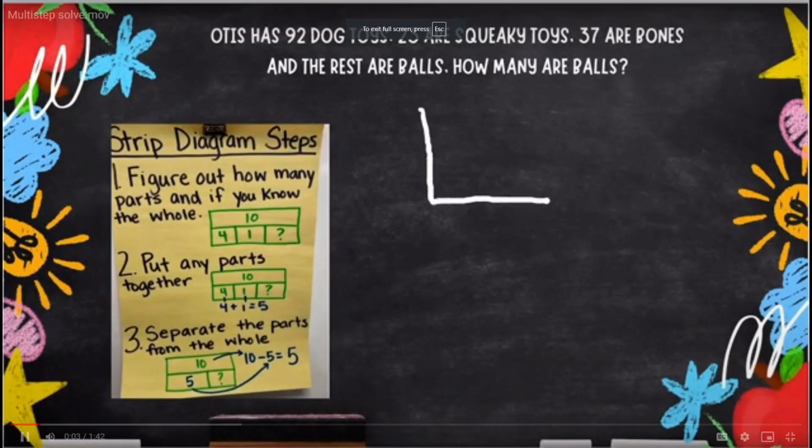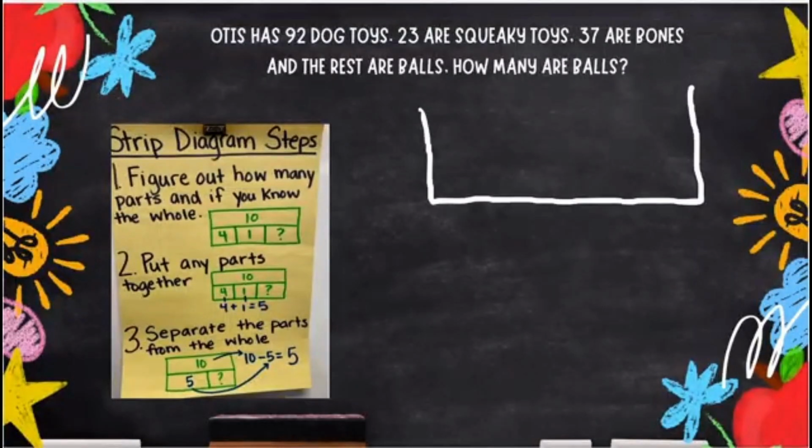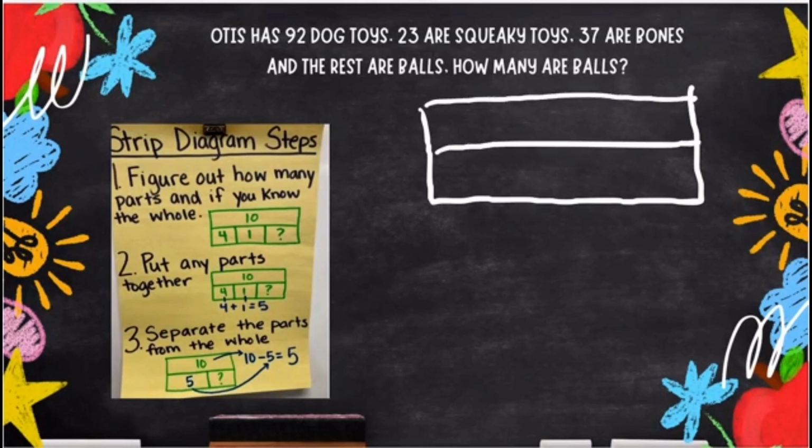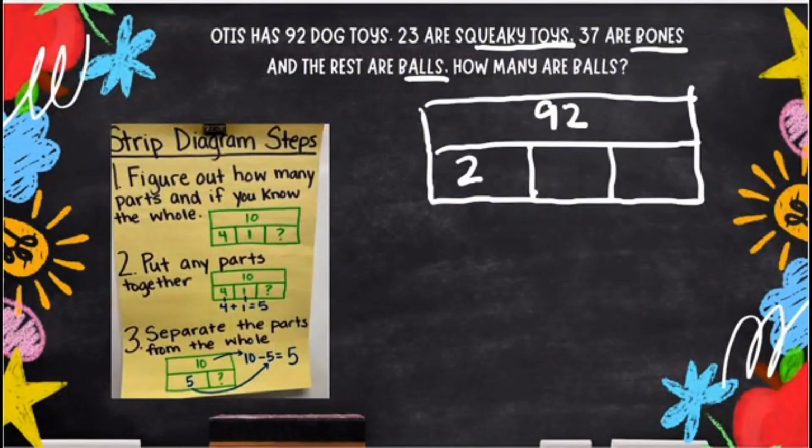So let's do another strip diagram and follow the steps. This is a multi-step problem, so there's a lot of parts to it. So let's figure out how many parts and if I know the whole. Squeaky toys, bones, and balls. That's how many parts I have. I know that 92 is the total. Altogether, he has 92. And then I can plug in the parts that I know, and I do not know how many are balls.